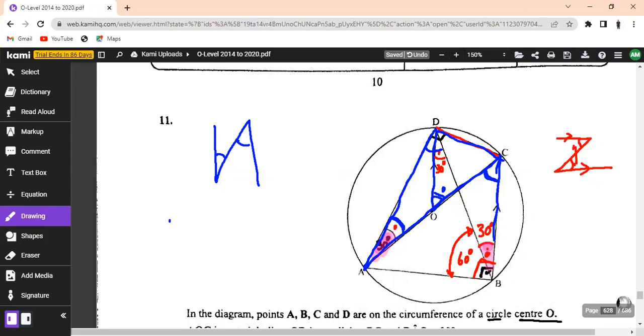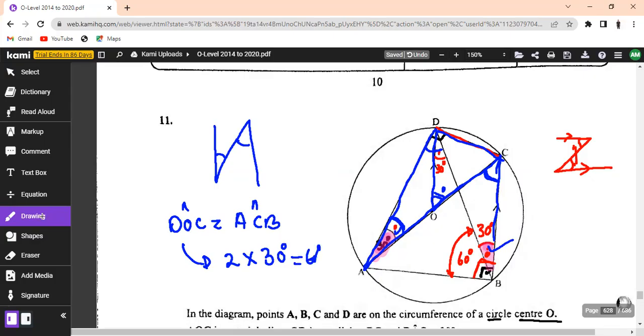Which means angle DOC, which is equal to the angle that we want to calculate, ACB, these ones are the same. But this DOC is twice, because it's the angle at the center. It is twice the angle at the circumference, which is this 30 degrees, or you can also use this 30 degrees. It's one and the same thing because they are all made by the same chord. So it's 2 times 30 degrees, which is going to give us 60 degrees.